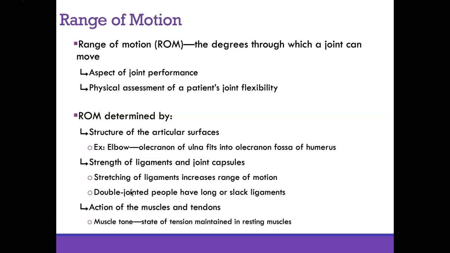Finally, the action of the muscles and tendons themselves influences range of motion. If you don't have strong muscle tone, you won't be able to have the full range of motion on a certain joint. So muscle tone, right, is also a factor of range of motion, which is the state of tension maintained in your resting muscles.